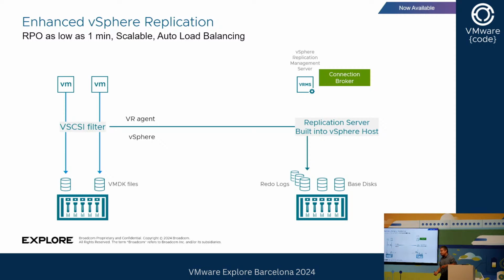In the past, if you wanted to scale out to handle more replications, you had to manually configure new receiving appliances, up to 10 receiving appliances.